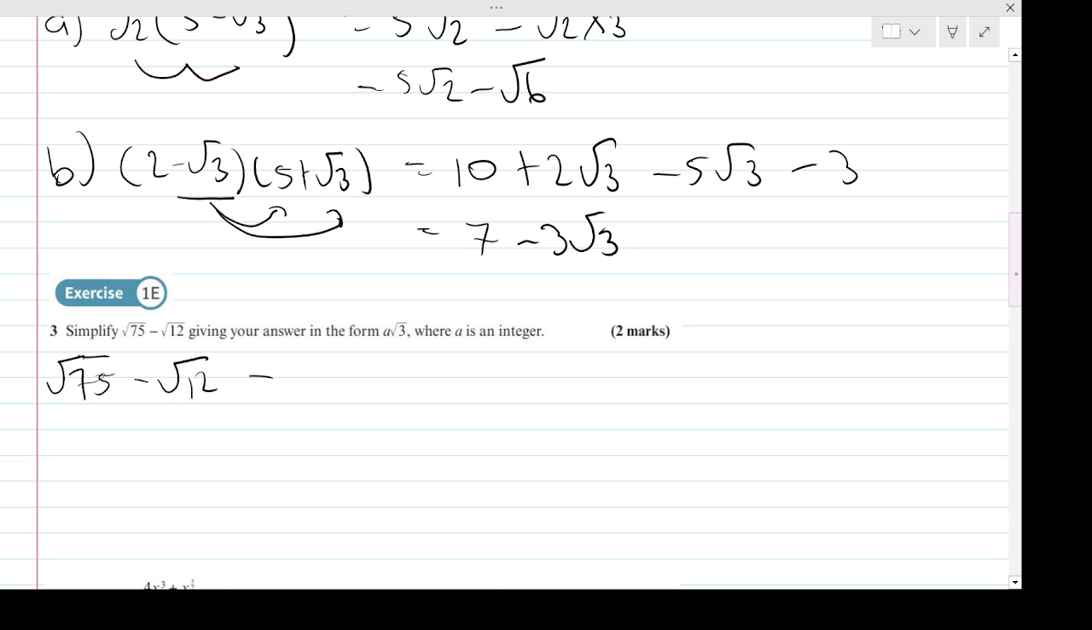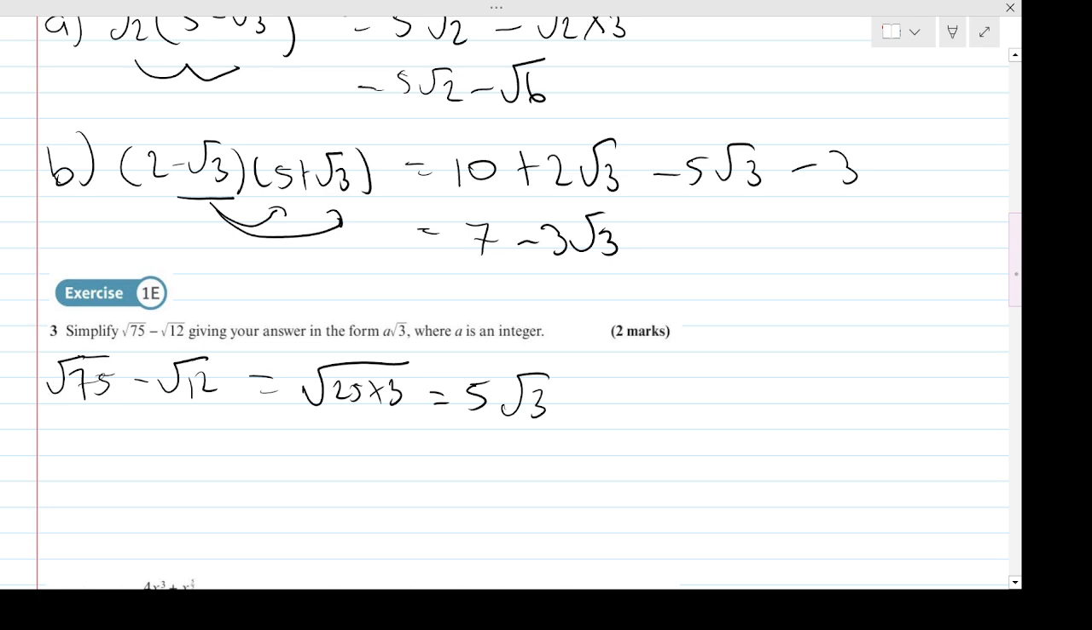So first of all, root 75. How can we simplify it? Well, what square numbers go into 75? Well, immediately I recognise 25 and 3, okay? And 25 is a square number, because then that would be left with root 25, which is 5, right? 5 squared is 25. So I can say it's 5 times root 3. Well, that's just 5 root 3, okay? Okay, that's root 75.